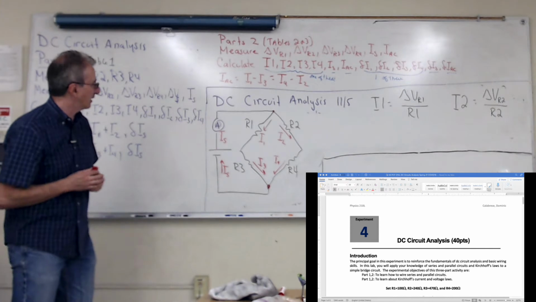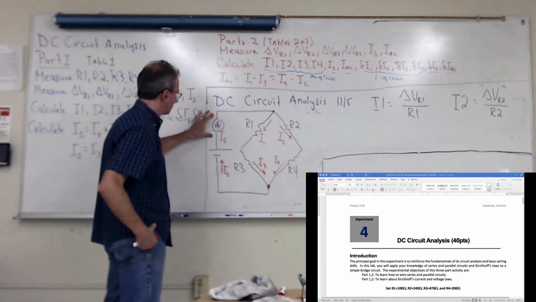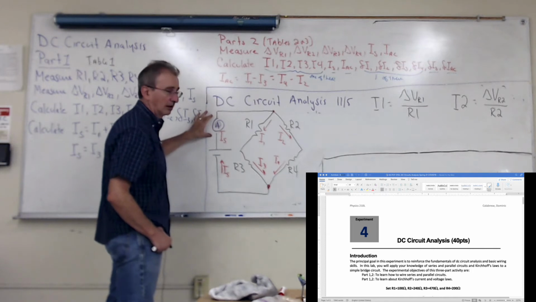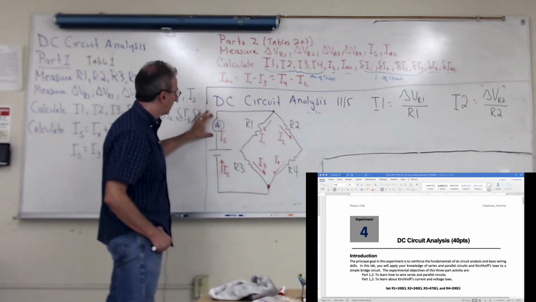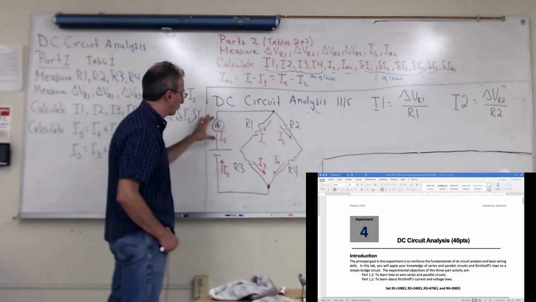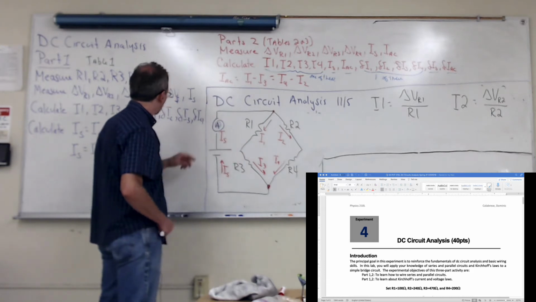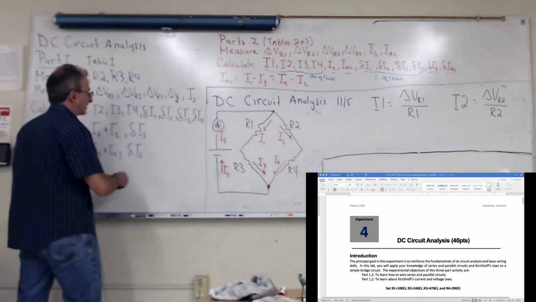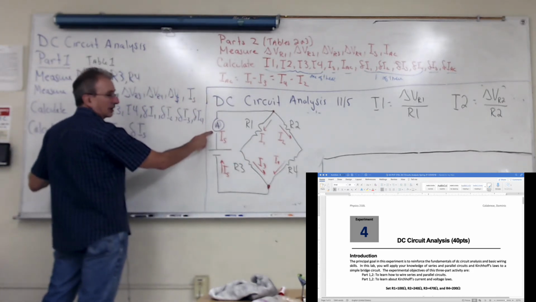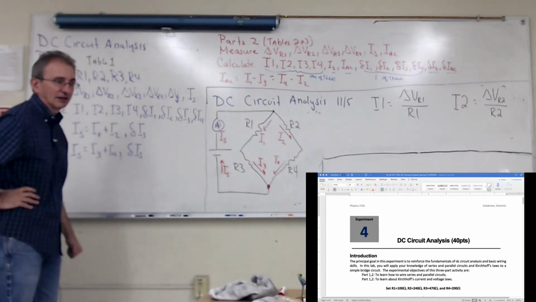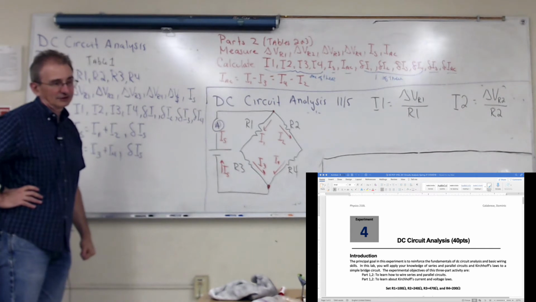Now, I should say that when you're doing this experiment, at least part one, you have the freedom of keeping this ammeter in the circuit when you're measuring the voltages or removing it. If you remove it, you'll notice a difference between this I sub s and this I sub s because of the resistance of the ammeter. Okay, if you remove it. So it's up to you.